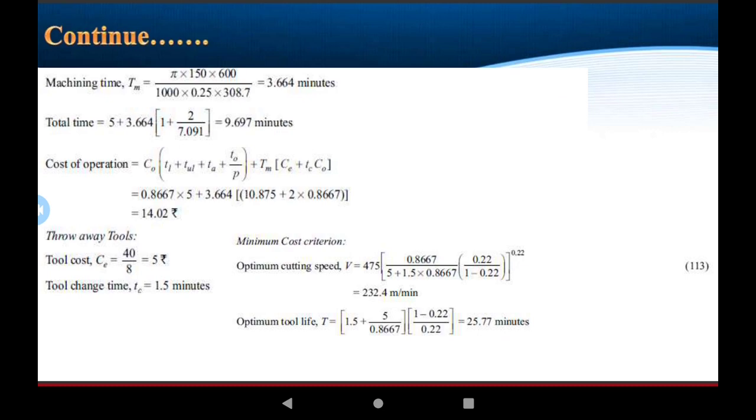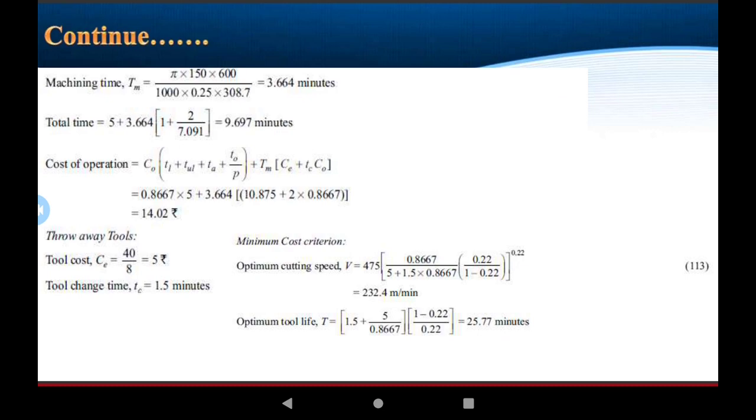0.8667 into idle time 5 minutes plus the machining time, which we also find out as 3.664, and the tool cost C is also found before with the formula, 10.875 plus TC, the value given for 2, into 8.8667. Solving this step for the given values gives 14.2 rupees.